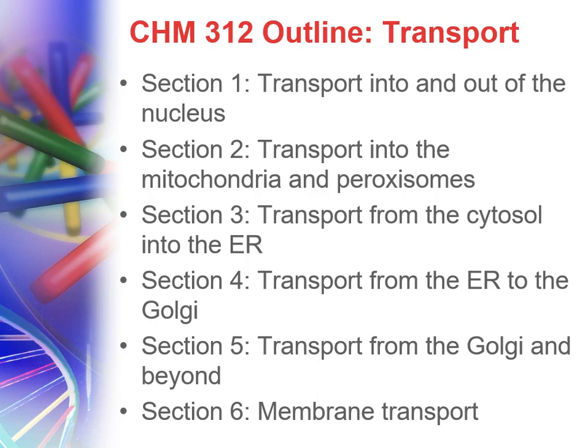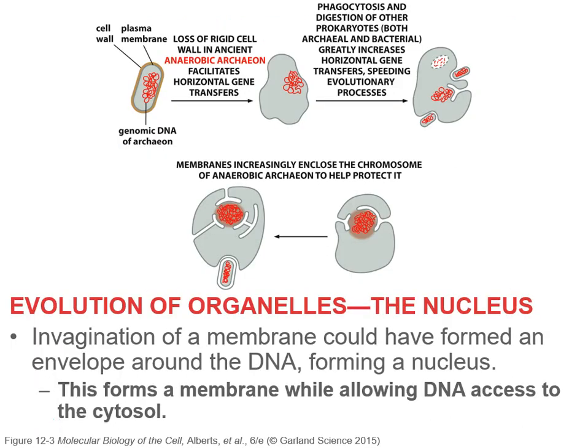This is my outline. I have 6 sections. Today, this is section 1, transport into and out of the nucleus. We start first by talking about the evolution of organelles because we want to focus on the nucleus.